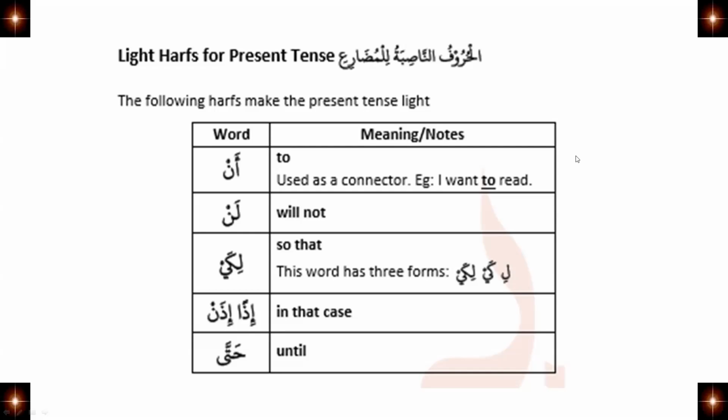Okay, what is the significance of making a fi'l light? It has a very good reason, because these letters, these words have meaning. The letters that make them light, they have meaning. And these are the meanings. So because they have meaning, they make the fi'l light as a result. It is a grammatical reason, of course, but it has a language reason also, where you will have to use it.